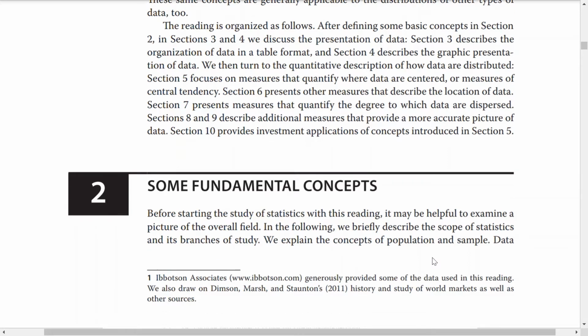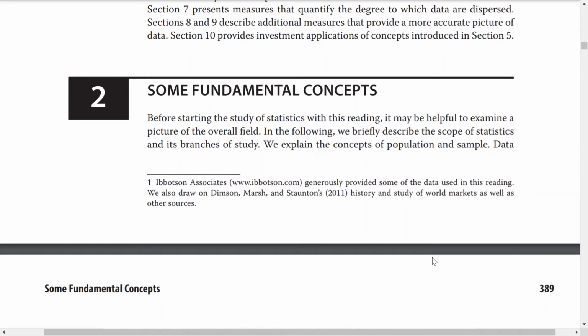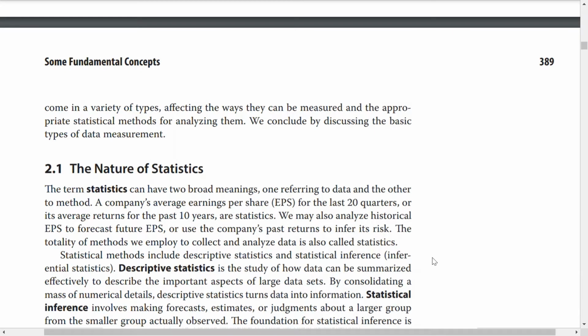Section 2, some fundamental concepts. Before starting the study of statistics with this reading, it may be helpful to examine a picture of the overall field. In the following, we briefly describe the scope of statistics and its branches of study. We explain the concepts of population and sample. Data come in a variety of types, affecting the ways they can be measured and the appropriate statistical models for analyzing them. We conclude by discussing the basic types of data measurement.